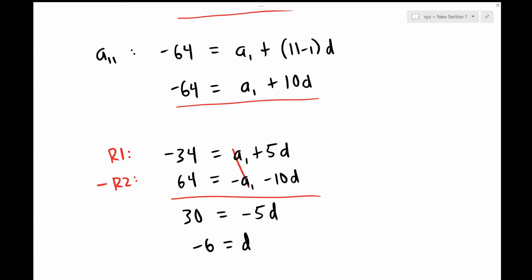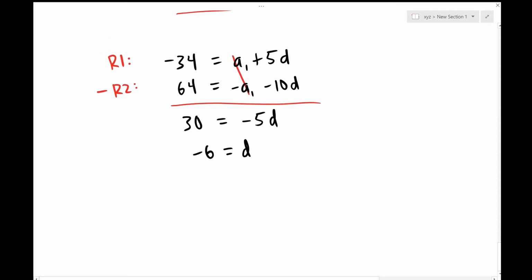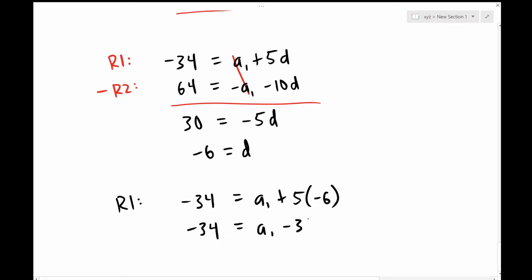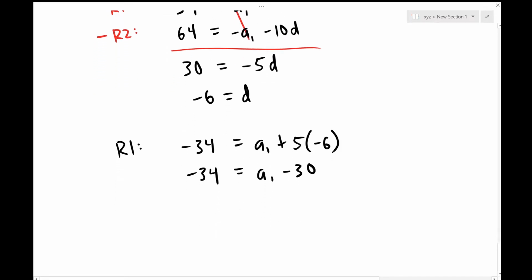So I can take the common difference here and plug it into either one of my equations, R1 or R2. Doesn't matter which one. I'll go ahead and plug this into R1. So we have negative 34 is equal to a1 plus 5d, so that's 5 times negative 6. Whoops, sorry, negative 34, so a sub 1 minus 30. Anyway, so we should get that a sub 1 is equal to negative 4.